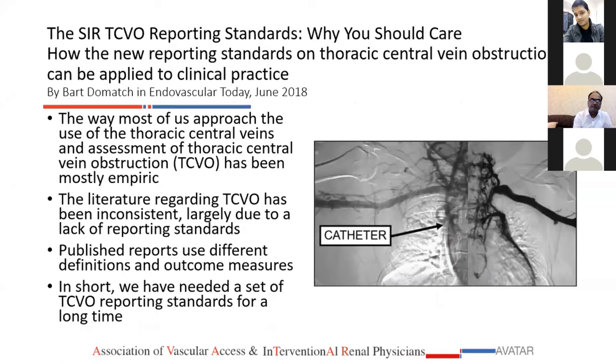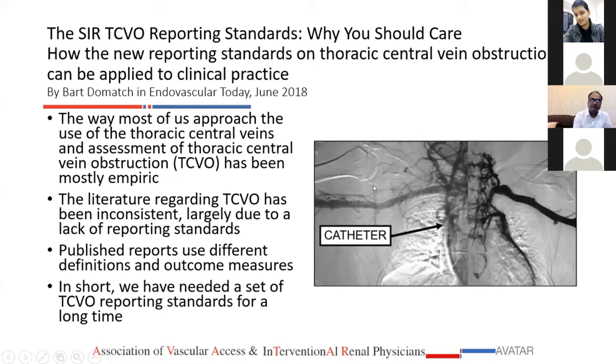And then when we deal with this type of thoracic central vein obstruction, the Society of Interventional Radiology has got some reporting standards. This has been published by Bart Dolmage. Bart Dolmage is one of the course conductors of the Controversies in Dialysis Access, which is held every year or two at Medanta Hospital group. So the way this has been otherwise approached has been empiric, with very inconsistent literature and different definitions and different outcome measures.